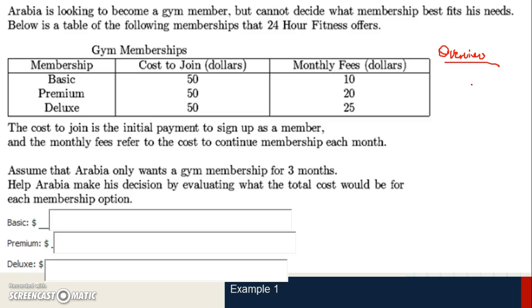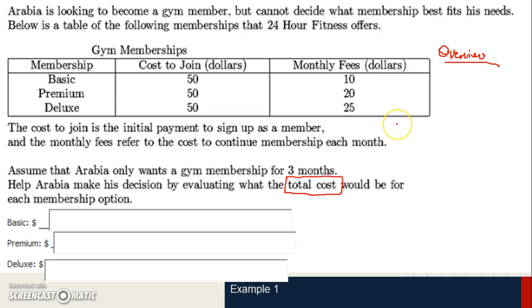Assume that Arabia only wants a gym membership for 3 months. Help Arabia make his decision by evaluating what the total cost would be for each membership option. So what are we actually doing here? We're actually looking for the total cost. So when we just created, we created the equation, we input it. Now we need to create the equation to find total cost.